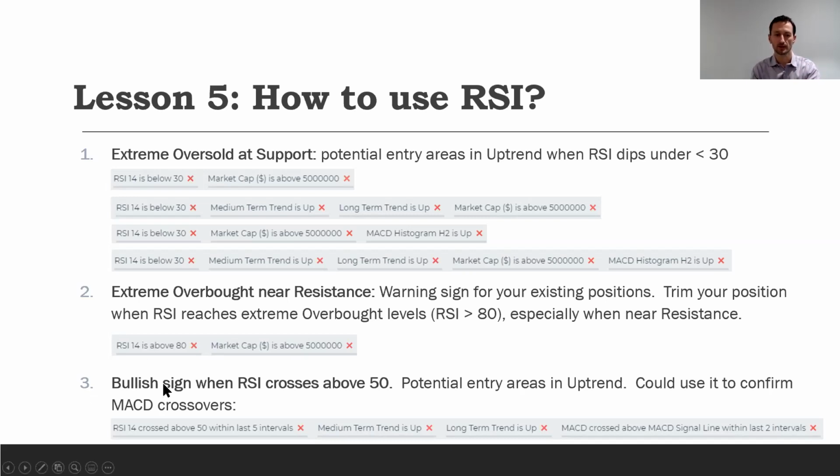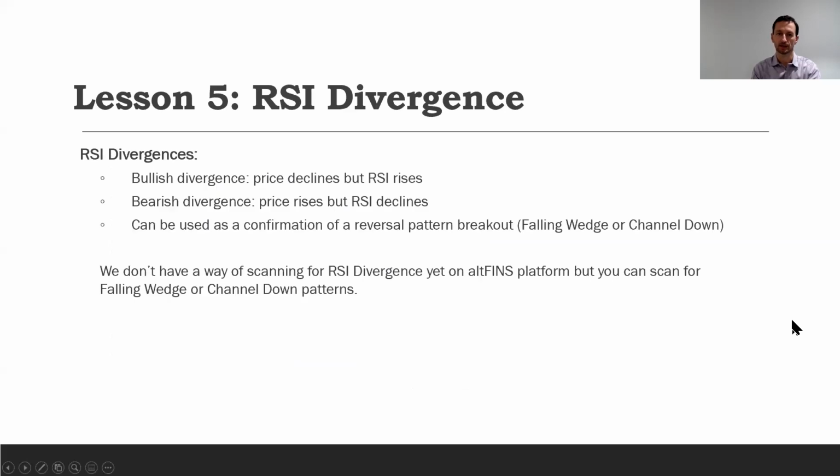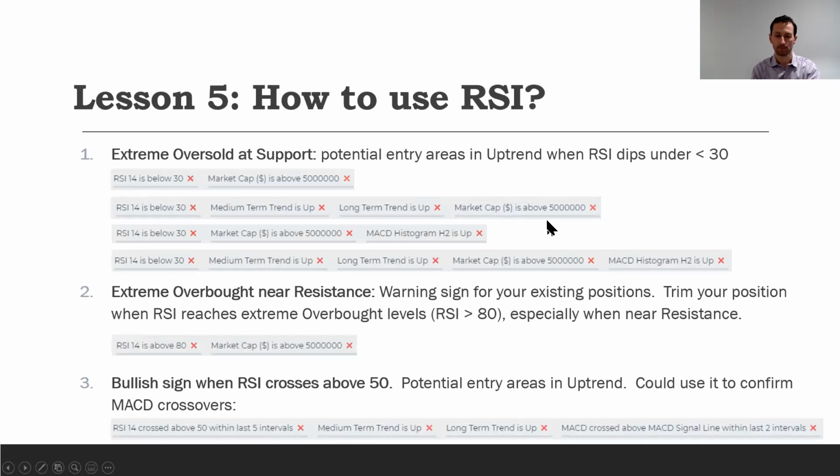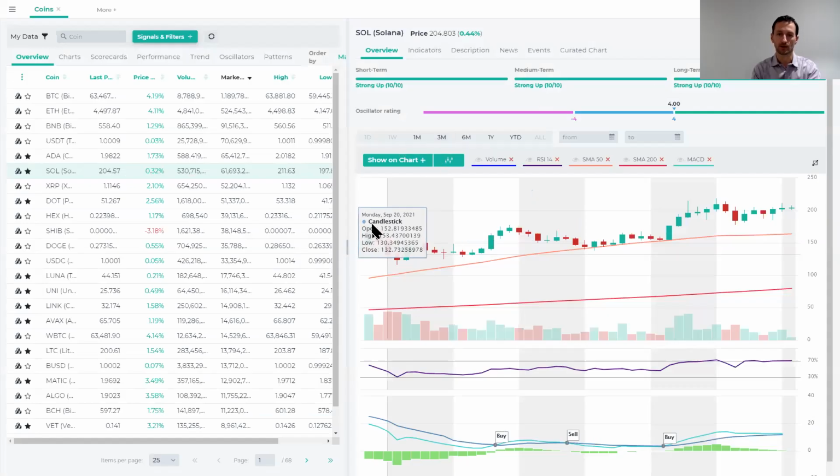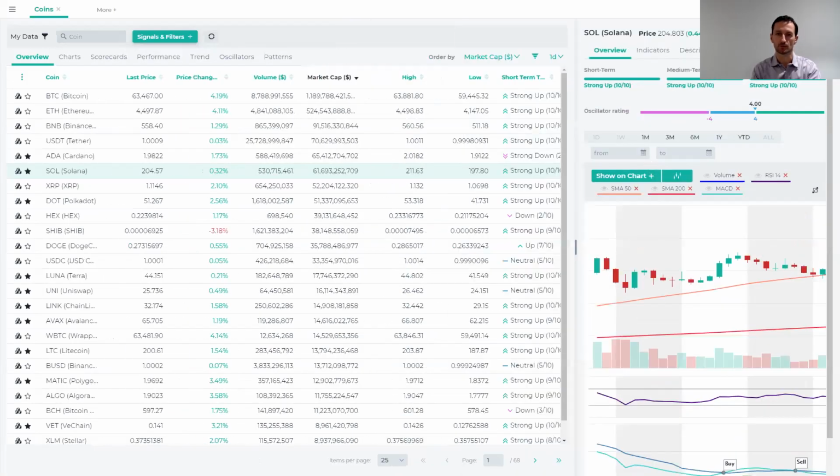The third case builds on what we learned in lesson 4, the prior lesson about momentum in an uptrend, where we use MACD as the primary indicator for momentum, but we can now layer on RSI as another indicator that will confirm that MACD bullish crossover. We'll cover that as well. And then lastly, we'll talk about RSI divergence, bullish and bearish. Okay, let's go ahead and build a custom filter.